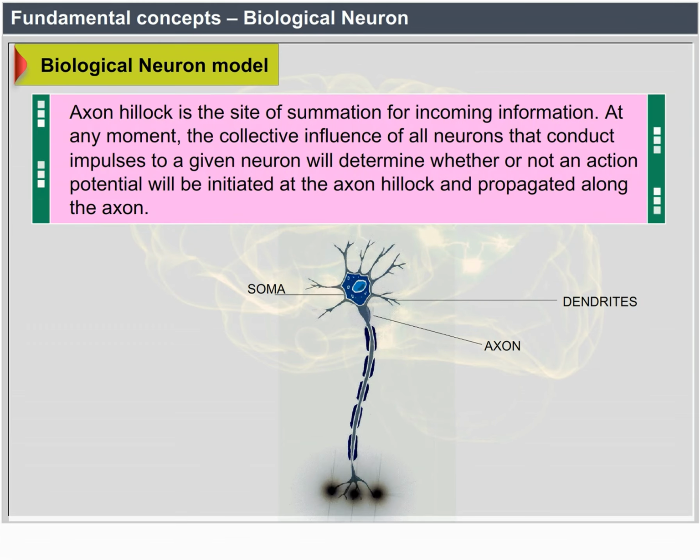Axon hillock is the site of summation for incoming information. At any moment, the collective influence of all neurons that conduct impulses to a given neuron will determine whether or not an action potential will be initiated at the axon hillock and propagate along the axon.